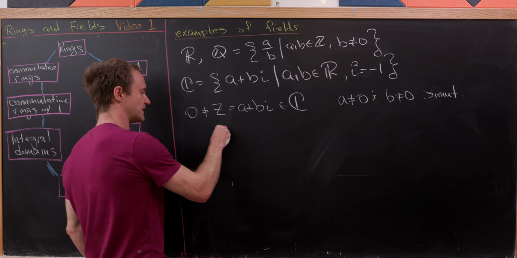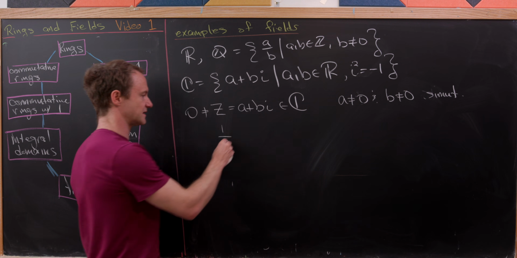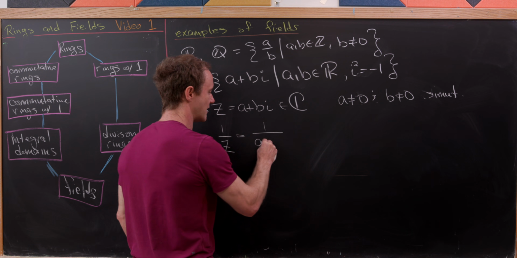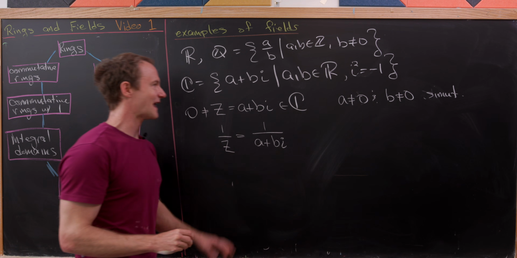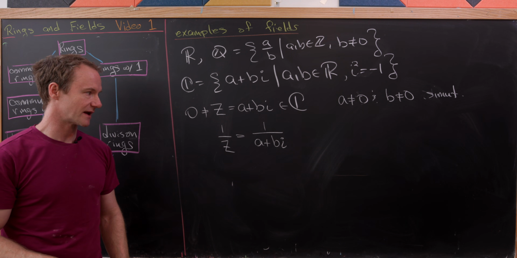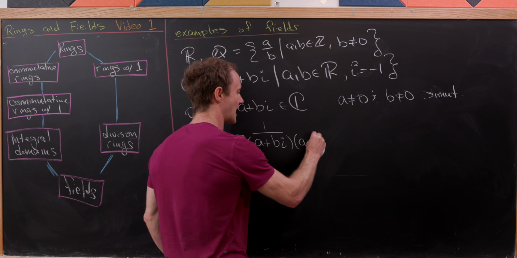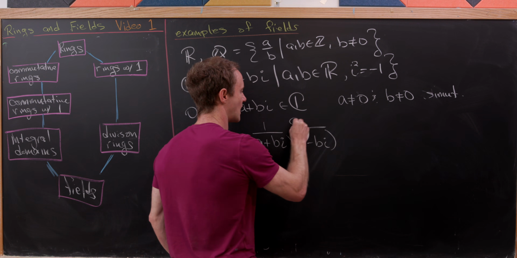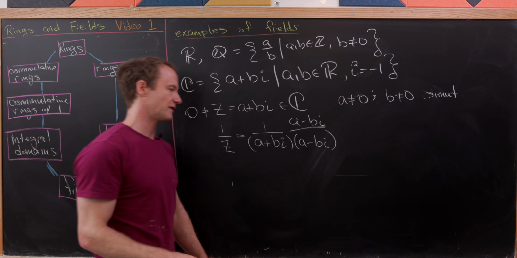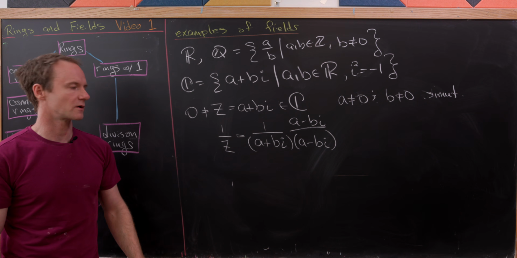So we could just look at the inverse as 1 over z. That would be the multiplicative inverse. But let's observe that that is 1 over a plus bi. But that is not in the form of this complex number here, so it might seem kind of problematic. But in fact, it's not, because we can multiply by what's called the complex conjugate in the numerator and the denominator, and that'll have the effect of putting it in this correct form.